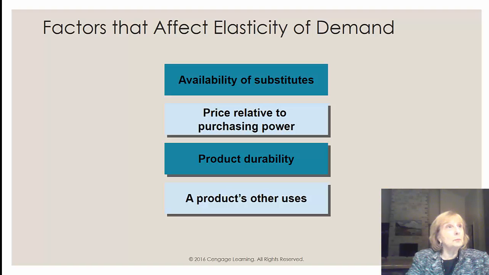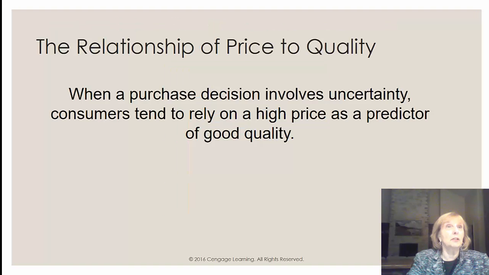And the purchasing power of consumers and items, features and benefits and durability of the product, how important those are to the consumer. If it's an item that has other uses, so you may perhaps have bought it for one thing, but you can use it for many different things, then that can also affect the elasticity of demand for the consumer.